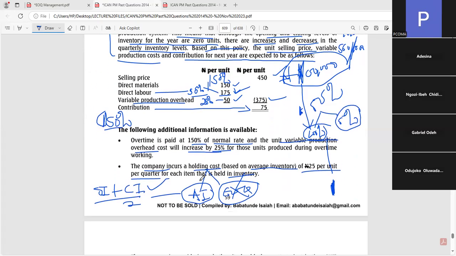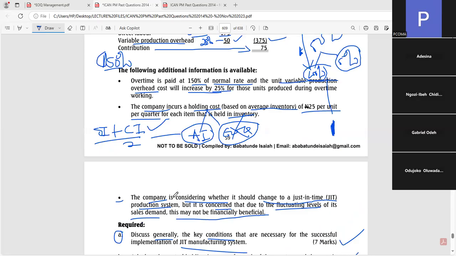So where you hear in this question that the company is considering whether it should change to a just-in-time system of production, it means that it should change to a system where it can only produce to meet demand. It does not produce to store in the warehouse. Does that make sense now, ladies and gentlemen? Yes, sir.